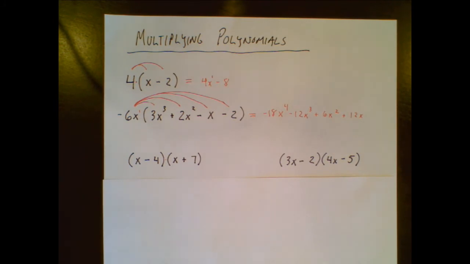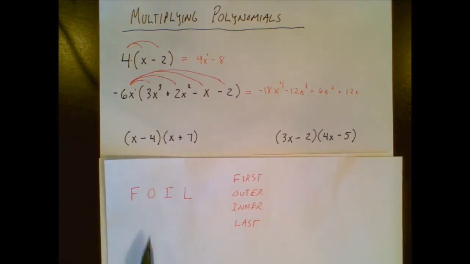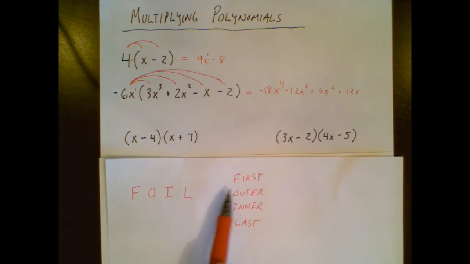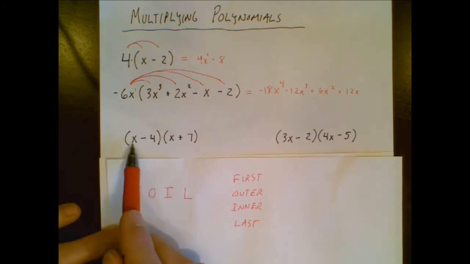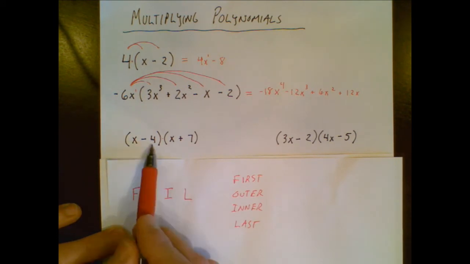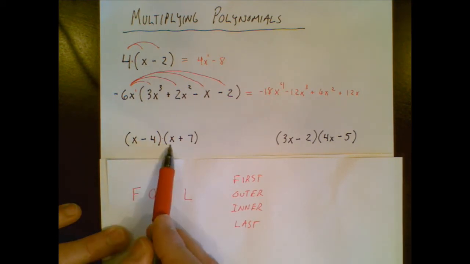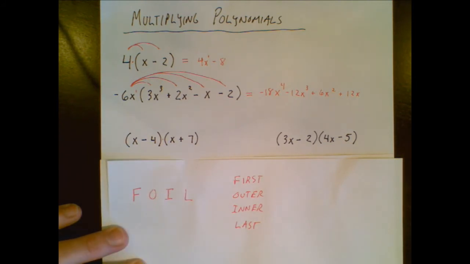The first way somebody might look at this is called FOIL. And FOIL is just a neat little term that stands for first, outer, inner, last. And what that means is, if I look at each one of these binomials, I have a first term. Then I also have outer terms. The x and the 7 are outer terms. I have inner terms. The 4 and the x are inner terms. And then I have last terms. The 4 and 7. So this will be the order in which I go ahead and multiply.